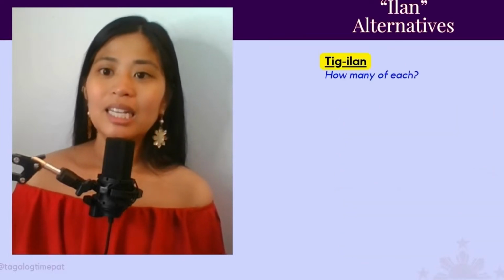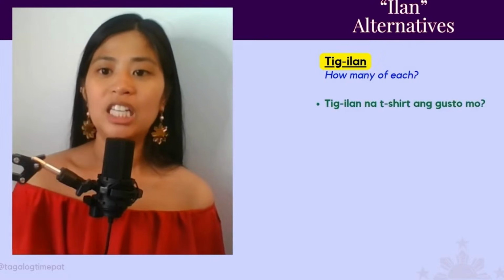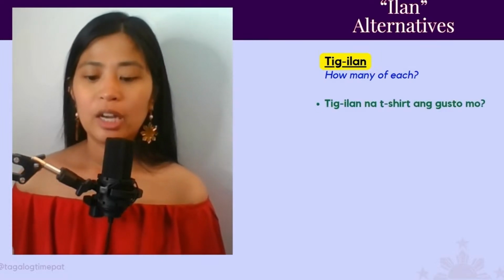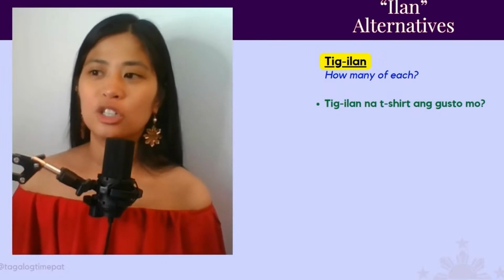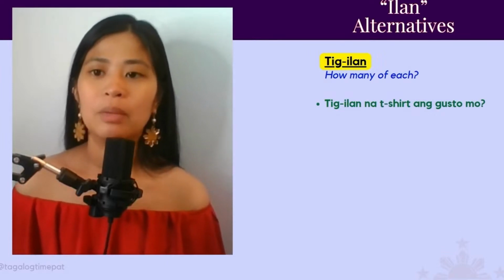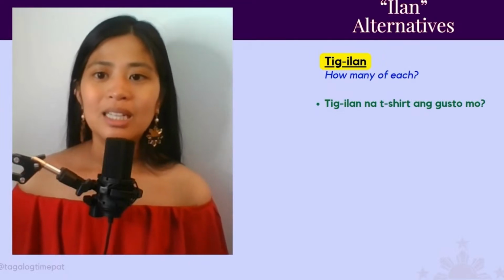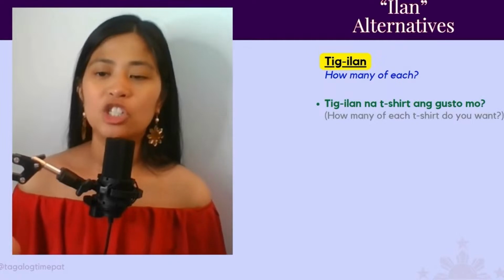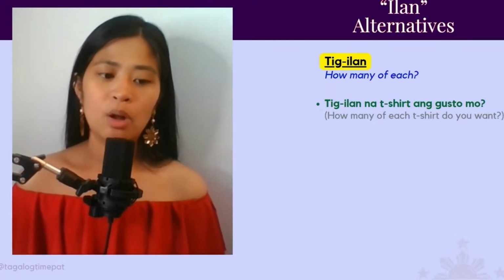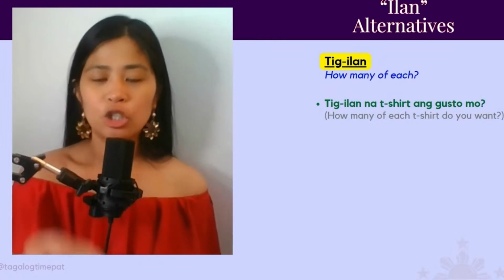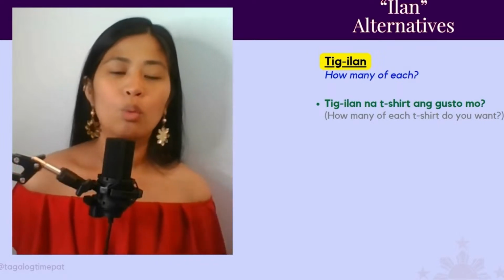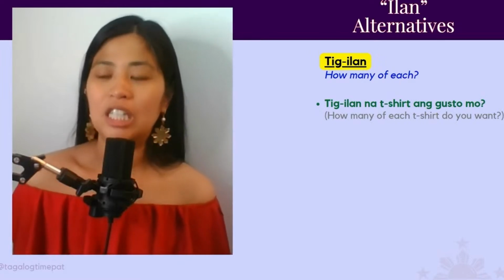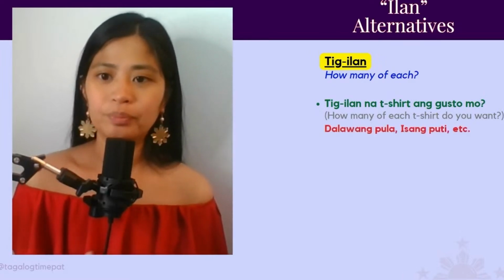Next, tig-ilan means how many of each. So for example, maybe you're shopping at a store and you're like, oh, I like all of these t-shirts, but I want multiple of them. They might ask you, tig-ilan na t-shirt ang gusto mo? How many of each t-shirt do you want? For example, oh, I want 3 of the red t-shirts, 2 of the white t-shirts, 1 of the black. So, tig-ilan na t-shirt? How many of each t-shirt do you want?